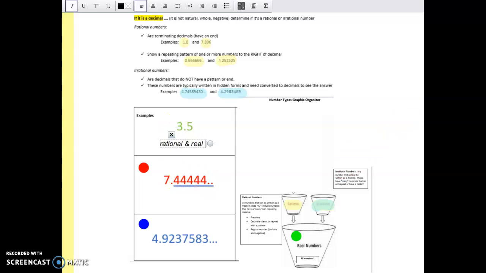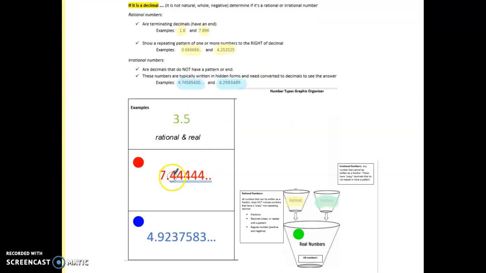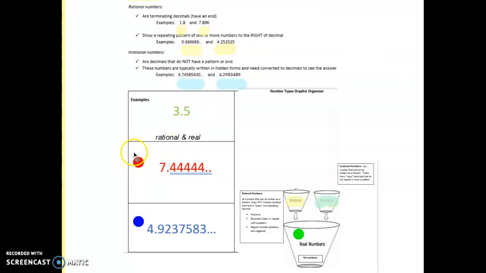All right, 7.44444444. So there is definitely a repetitive part after our decimal. 44444 is the same as a repeating pattern, right? It is also rational. So if I was going to drop in my ball, I would go into the rational bucket and it would fall down to real. So number 1 and number 2, our first 2 examples, although they look different, they're actually both rational and real. Those are the descriptors we would use for both of those numbers.